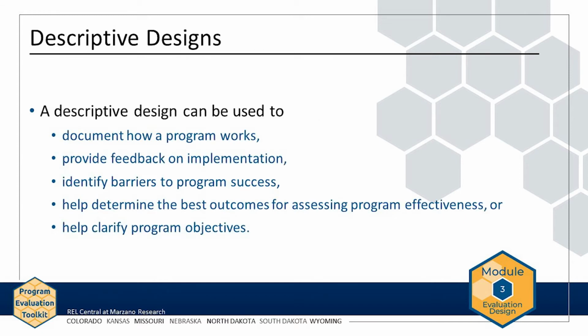First, let's discuss descriptive designs. As the name implies, this design category involves describing a program by addressing who, what, where, when, and to what extent questions as they relate to the program. A descriptive design can be used to document how a program works, provide feedback on implementation, identify barriers to program success, help determine the best outcomes for assessing program effectiveness, or help clarify program objectives.